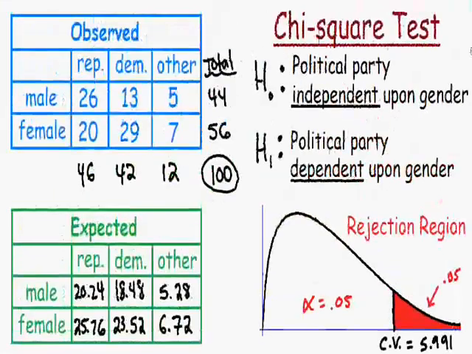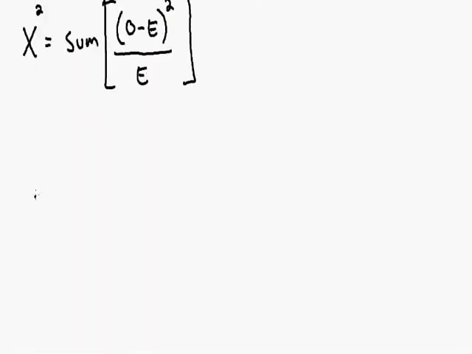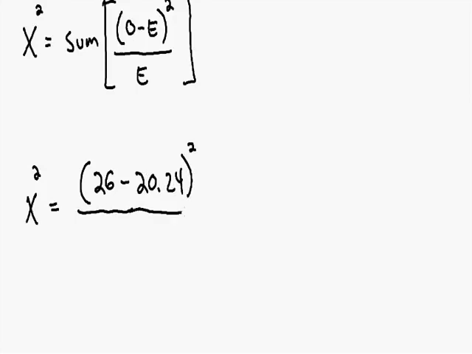We'll start with the male Republicans. We observe that there were 26 male Republicans, and the expected value of male Republicans was 20.24. So we'll use these two values to plug into our formula. Our chi-squared value is equal to the observed value, 26, minus the expected value, 20.24. We've got to square this, and this is all divided by the expected value, which is also 20.24. Now we need to add this and do the same exact thing for the rest of the values in our table.